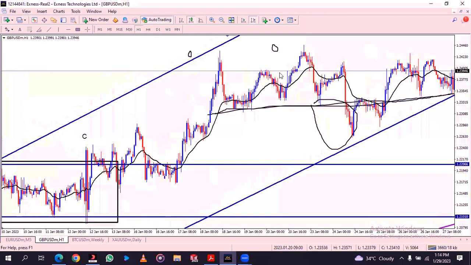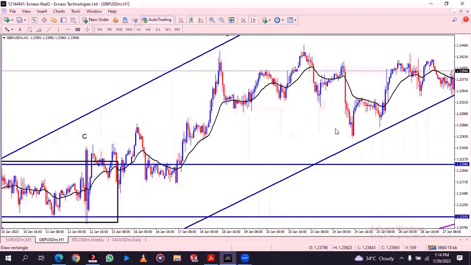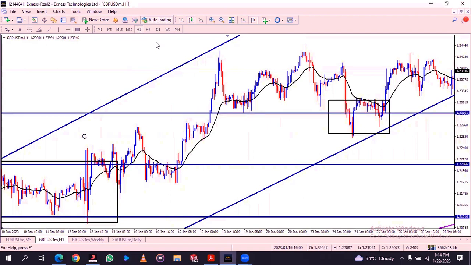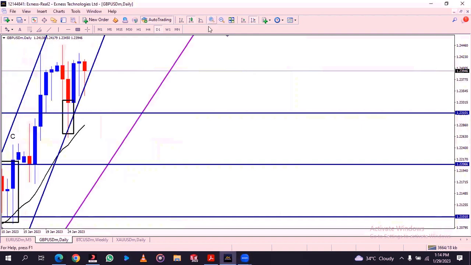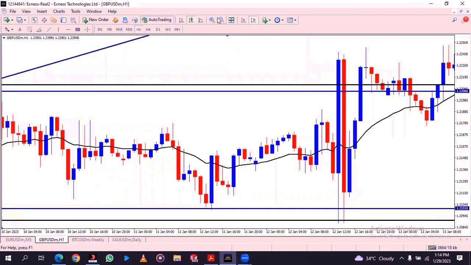Let me go back. Clear this. Apply my rectangle. At the end of the day, we have a market structure break here in the 1 hour time frame. But at the end of the day, look at it. Can you see these are just weak? The market retraced back inside. They are just weak. The market retraced back inside and continued the movement.